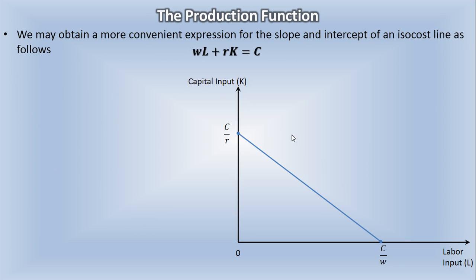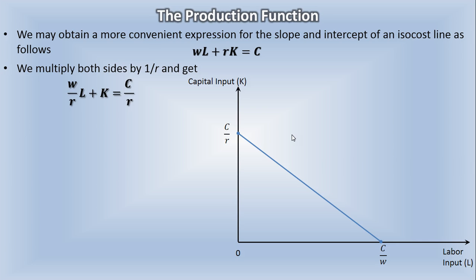So we may obtain a more convenient expression for the slope and the intercept of an isocost line by turning this into slope-intercept form. So basically solving for capital in terms of labor. Here we multiply both sides by 1 over R to get rid of that R as the coefficient on K. We get this expression here. And then subtract this term from both sides. Solving for K, we get this expression here for the isocost line.